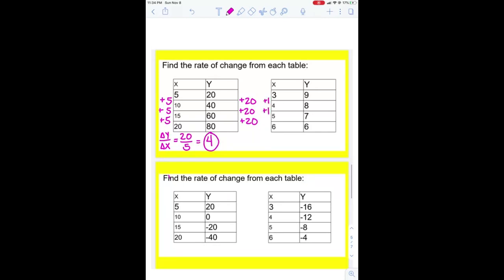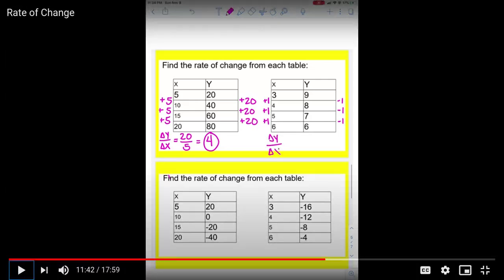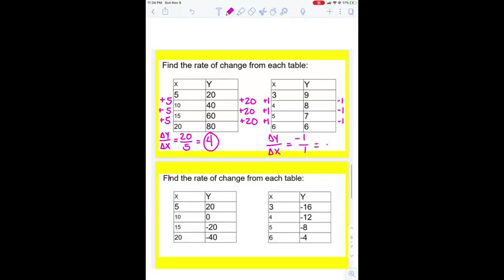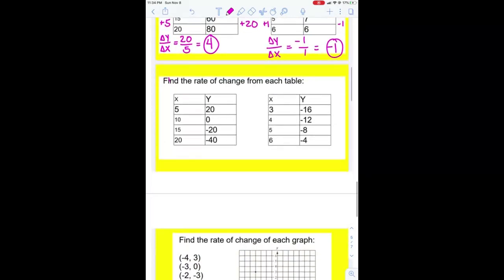On my other table, I see that my X is going up by 1 each time, but my Y, instead of going up, is actually decreasing by 1 every time. So because of that, when I take my change in Y over my change in X, I need to make sure that I'm putting my change in Y as a negative 1. So then I'm going to take negative 1 divided by 1, which gives me negative 1 as my rate of change.